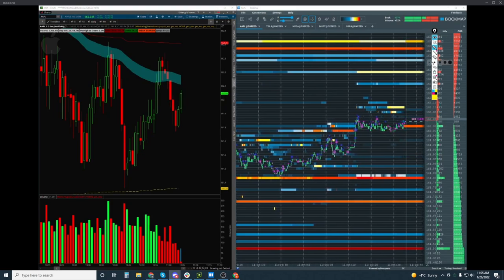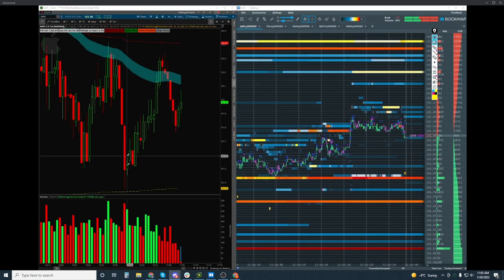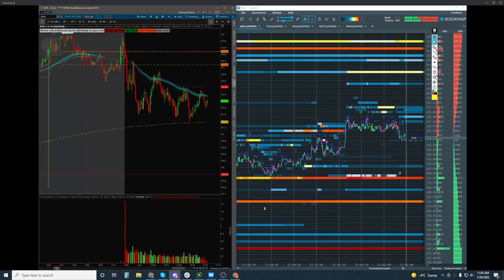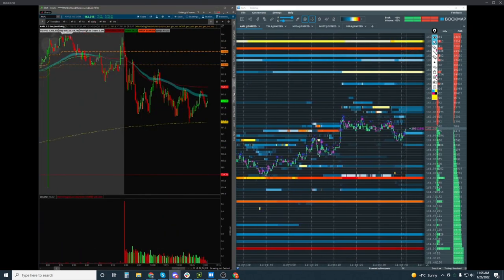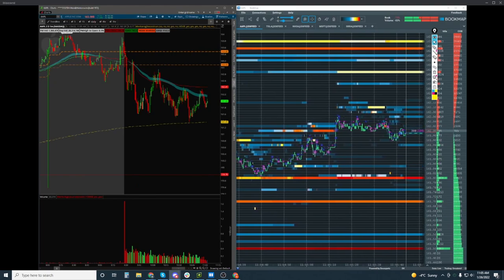Again, this is not one trading style that I would do as the market is not trending, right? So we're really slowly fading, and these are not the setups that I prefer to trade.